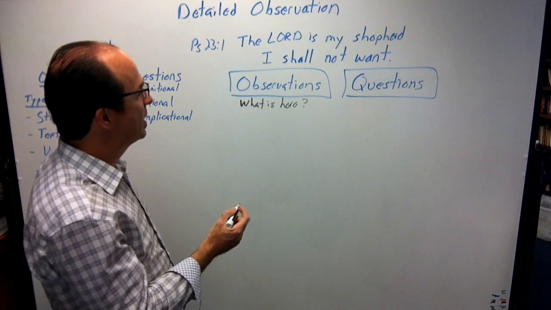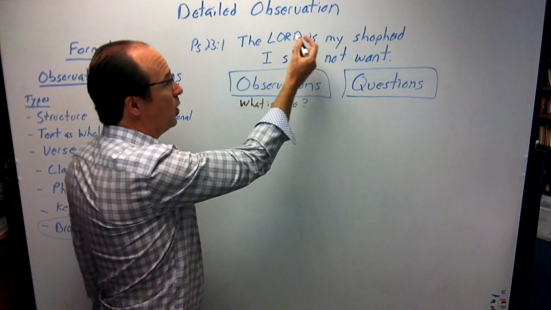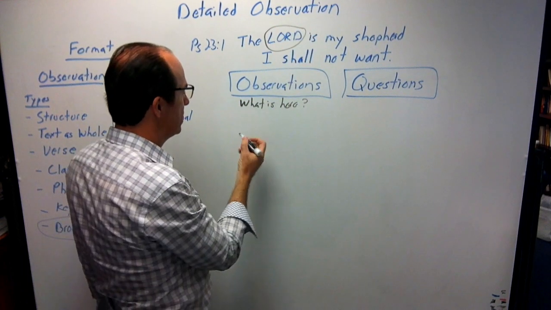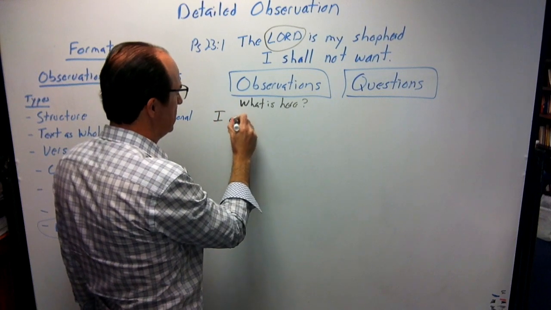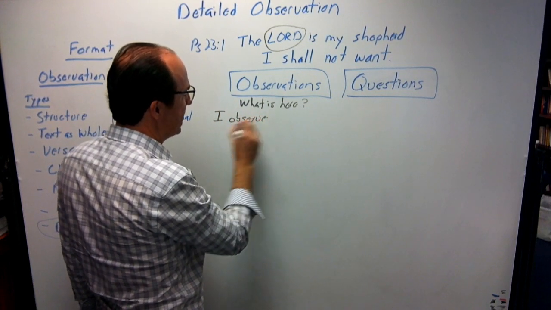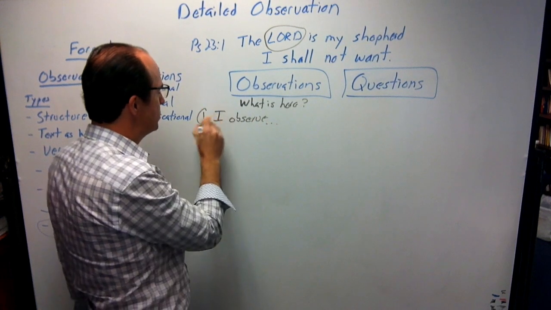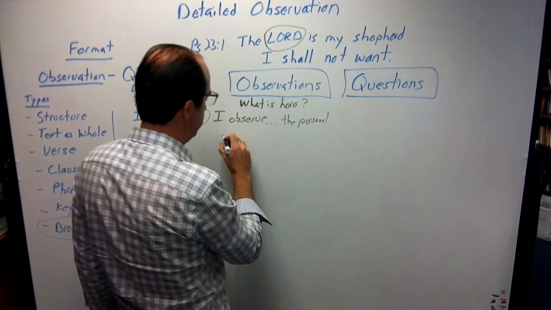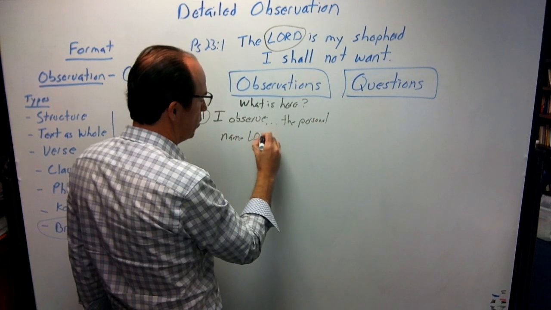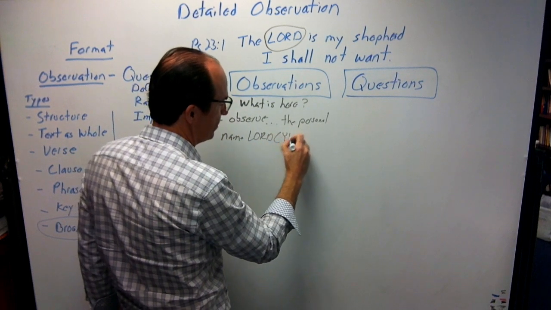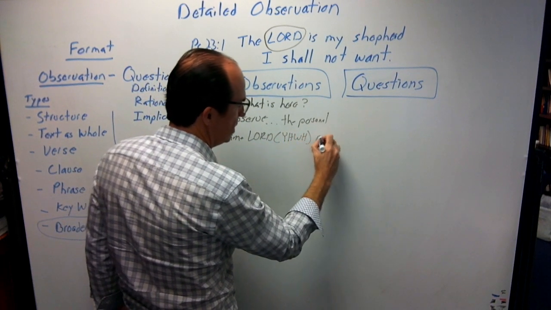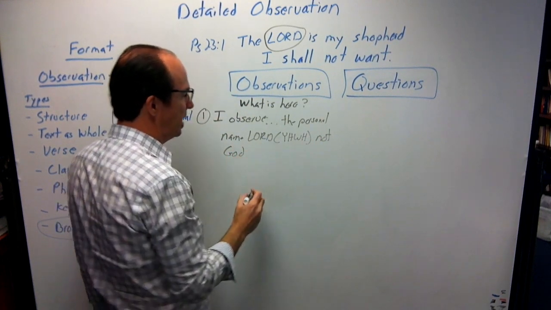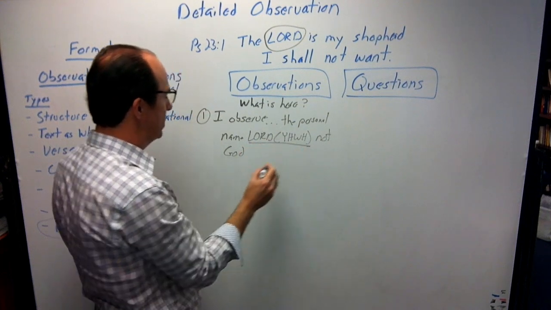So what's here? The Lord is my shepherd. Now, we can note, for one thing, that the psalm talks about the Lord. You know what? I observe. You don't have to mechanically write observe every time, but that's a way to do it. I observe the personal name Lord, which is Yahweh, not God or any other kind of word.